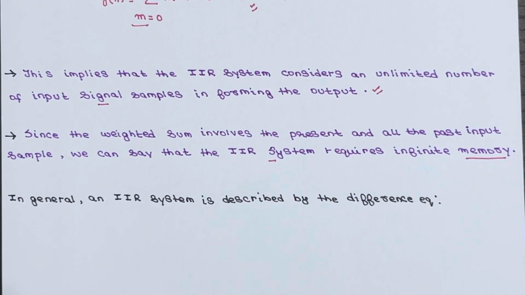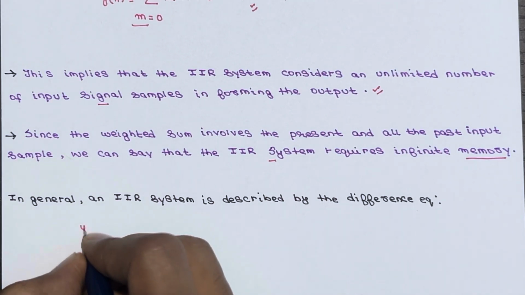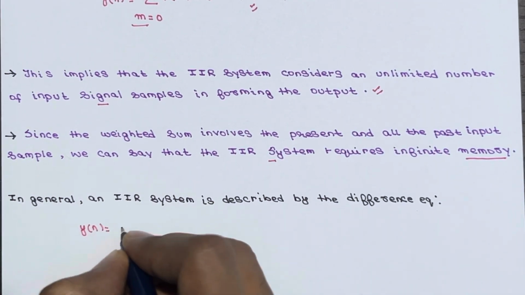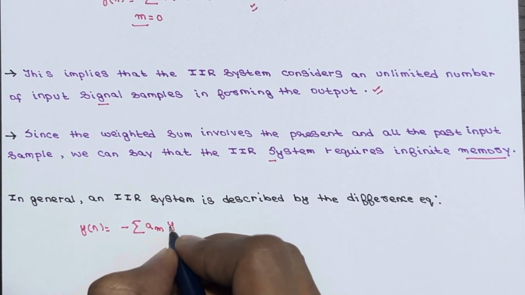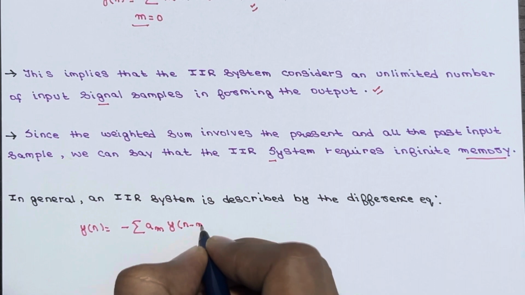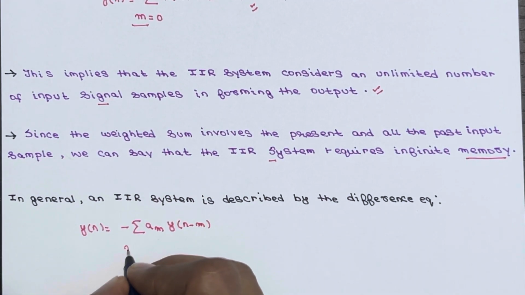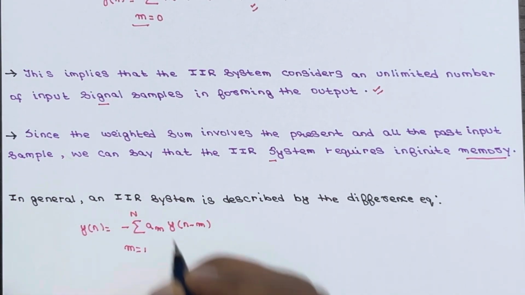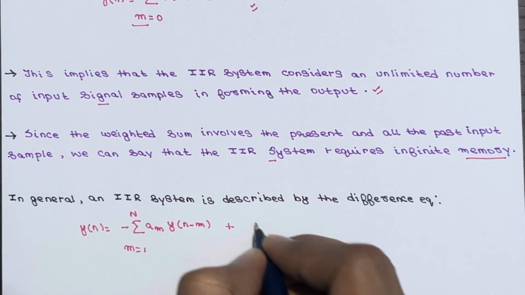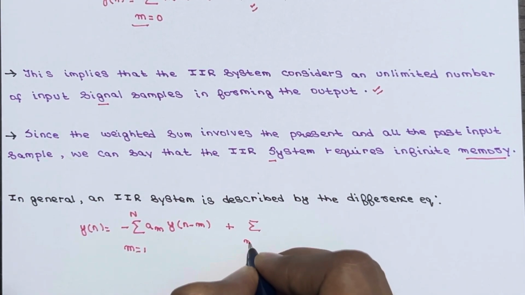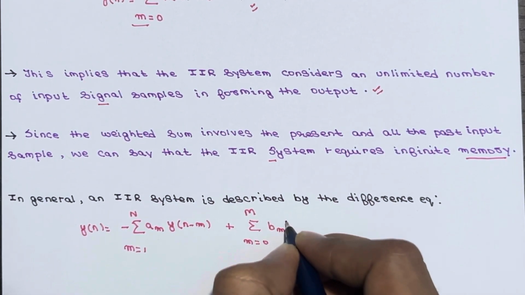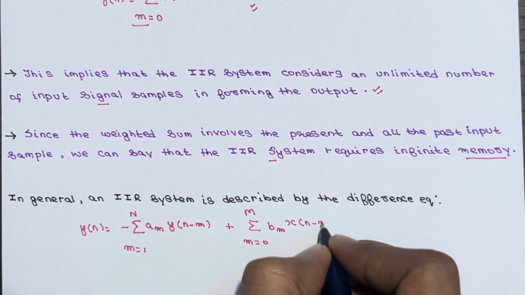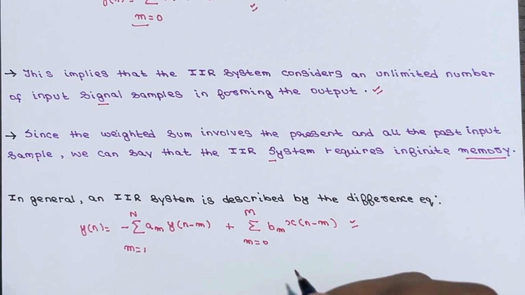In general, an IIR system is described by the difference equation y of n is equal to minus the summation of am into y of n minus m, over the limit m is equal to 1 to N, plus the summation m is equal to 0 to M of bm x of n minus m. Don't worry about this as of now.